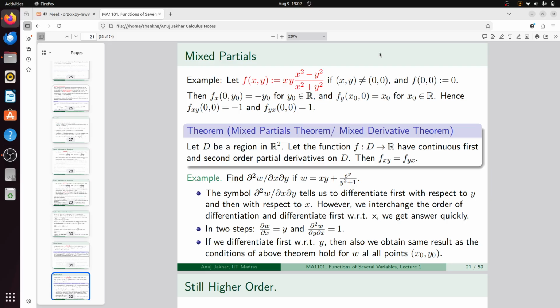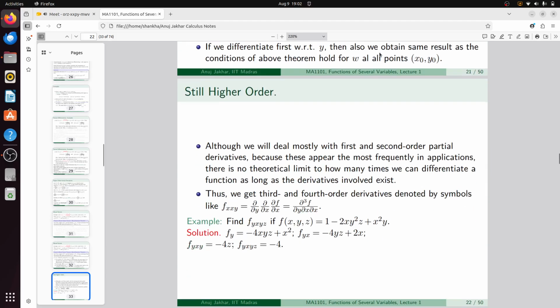Okay. Although we will deal mostly with first and second order partial derivatives, because these appear most frequently in applications, there is no theoretical limit to how many times we can differentiate a function, as long as the derivatives involved exist. Thus we get third and fourth order derivatives denoted by symbols like fxxxy. So remember, always, fxxy means you are taking the derivative with respect to y at last. This is a bit tricky.